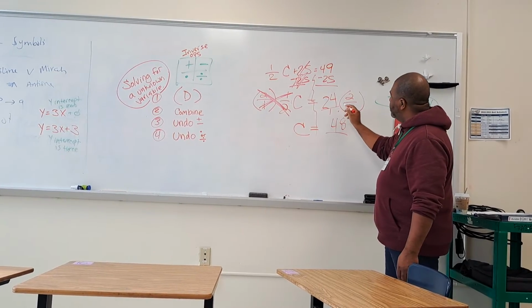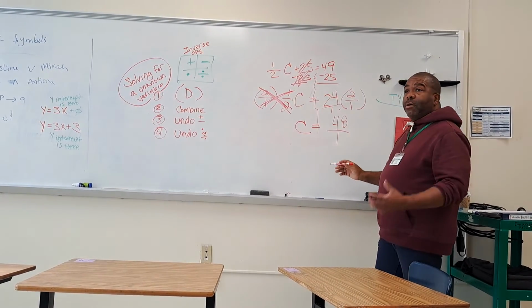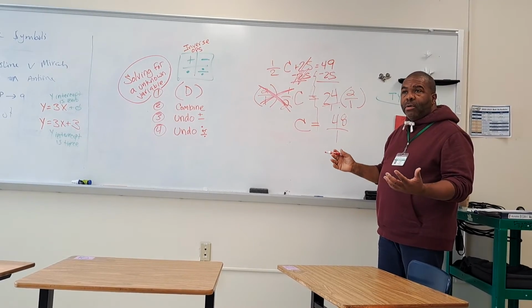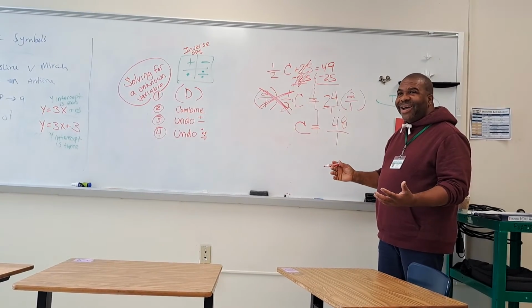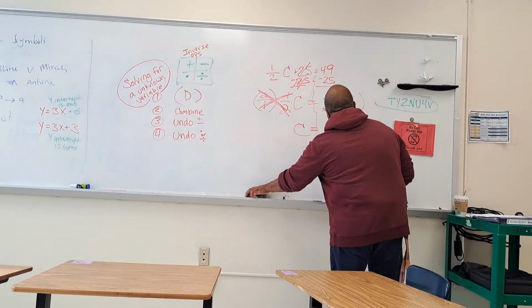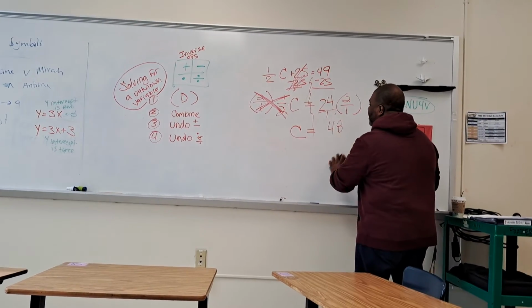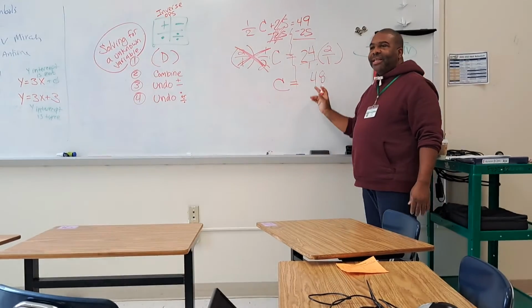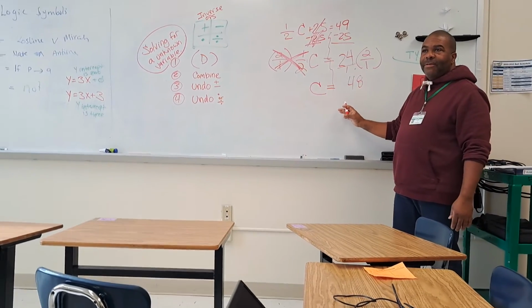And 1 times 1 would be 1. We don't have to put the 1 on the bottom. We don't have to put the fraction, right? You saw it there. You saw it already, didn't you? Okay, I see you. Look at you. Okay. So now we see that the answer is 48.